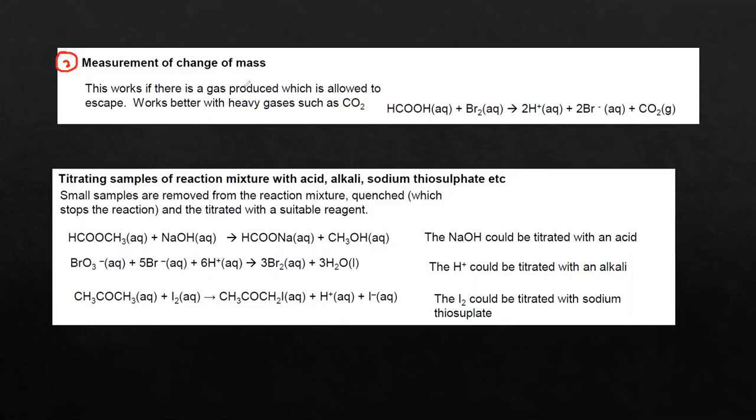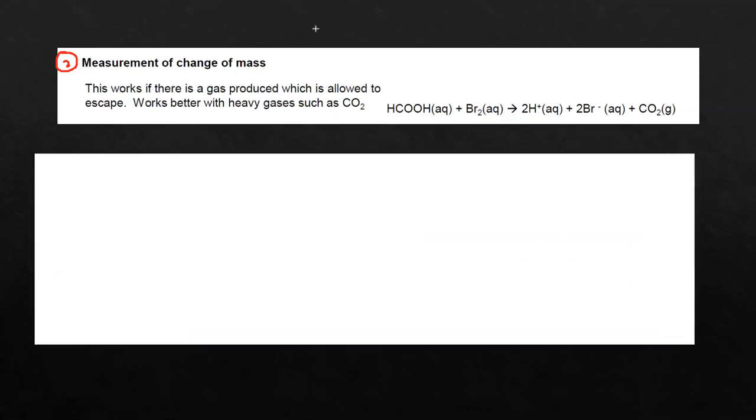How do we carry out this method experimentally? What we will do is take a conical flask. Inside this conical flask we have a reaction mixture. And this conical flask is placed on the balance.